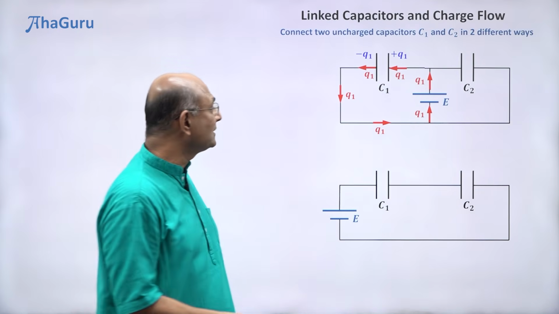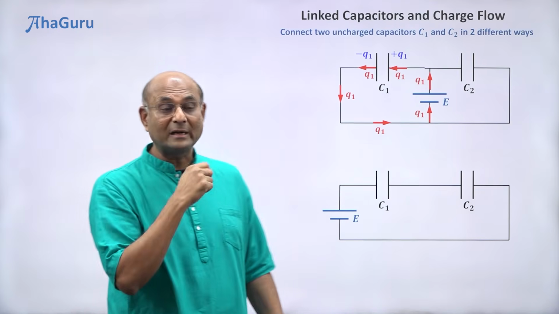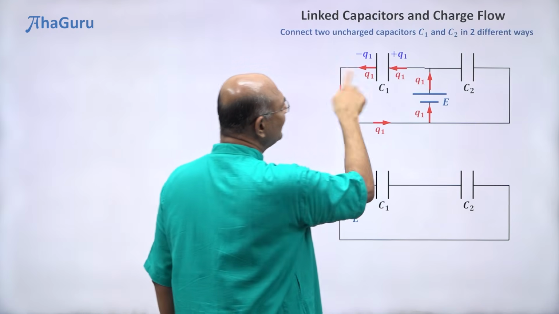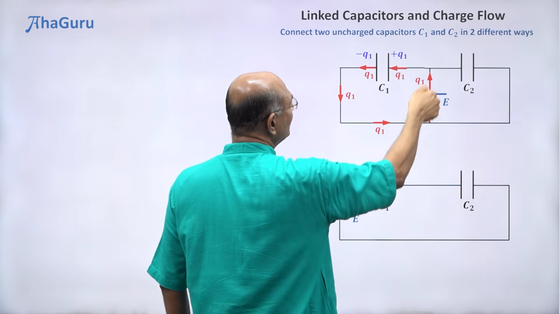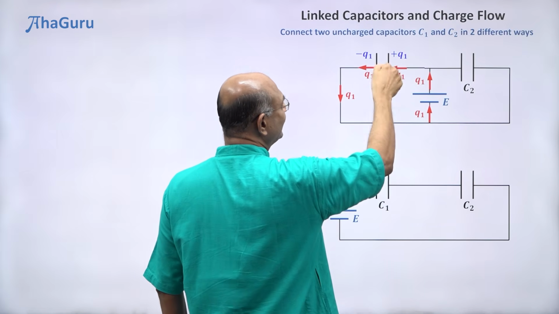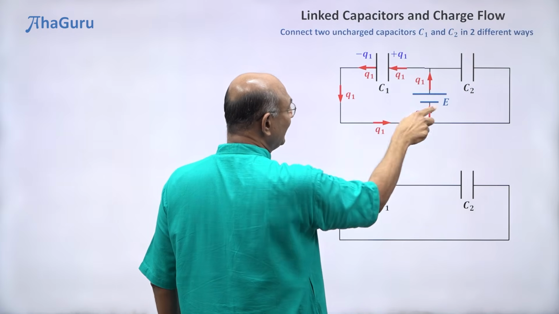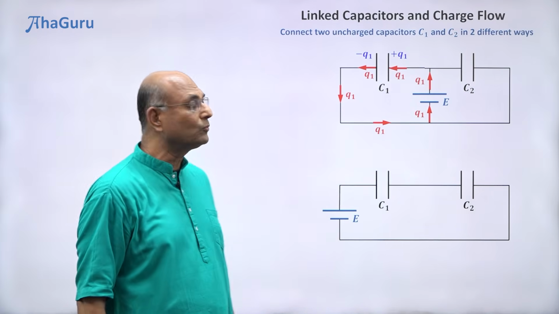Now, does Q1 depend on C1? Yes, of course it will depend on C1. Does it depend on E? Yes, of course it will depend on E. But what do you think? Does it depend on C2? No. We didn't even bother about C2, right? So this battery is going to pull Q1 and deposit it there. So Q1 depends on this C1 and E. It doesn't really depend on C2.